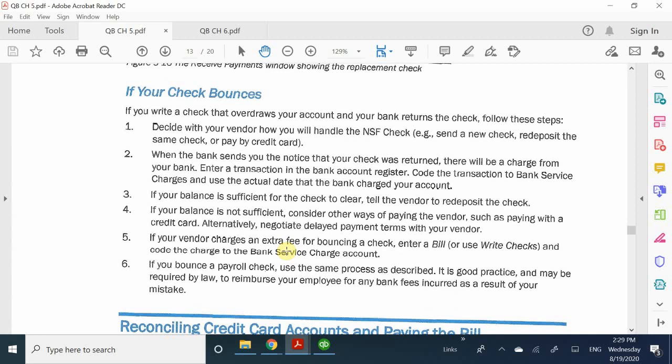But oftentimes, you're more likely going to see that they send you a new bill because they tack on an extra fee on top of that. So that's going to be the most common one. You can also call your vendor and tell them, hey, sorry that I wrote a bad check. So make sure you understand these 6 things that you can do if you write a bad check. A common thing is you would void the check.